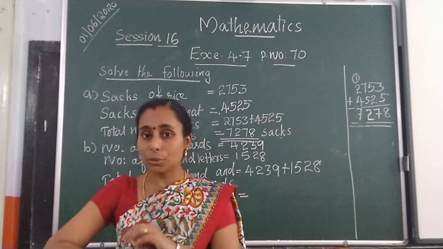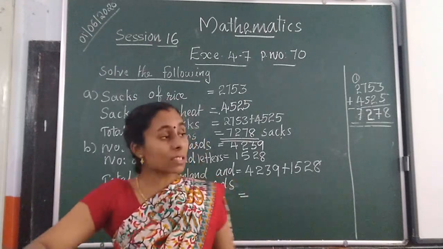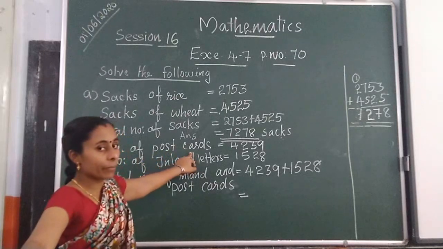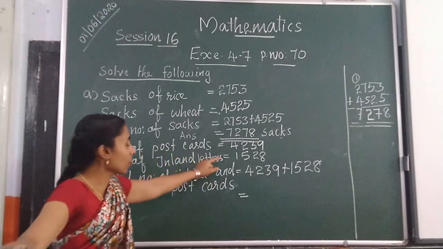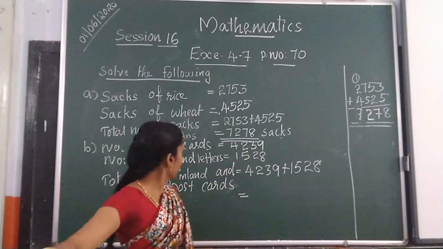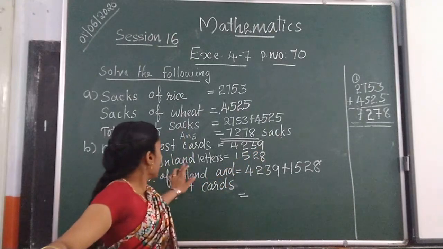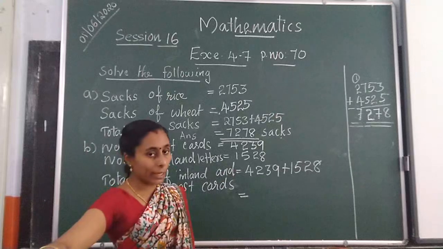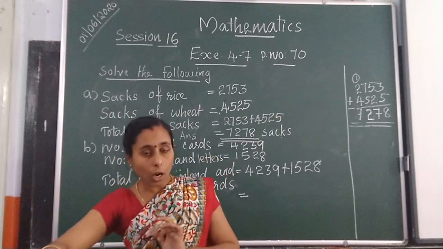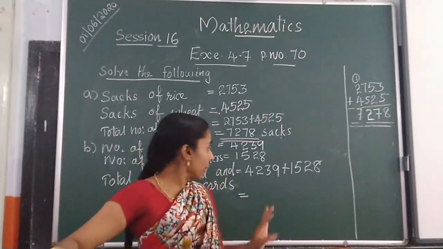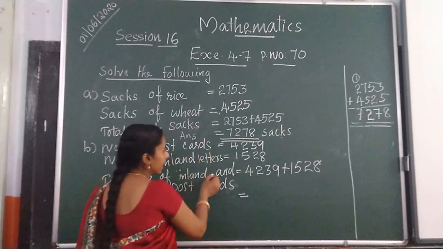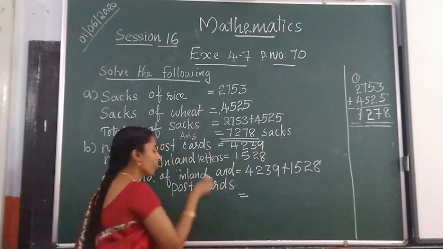There also we have to do addition. So what is the first statement? Number of postcards. How many postcards are there? 4239. Okay. Then number of inland letters. How many letters are there? 1528. Next one, total number of inland letters and postcards.